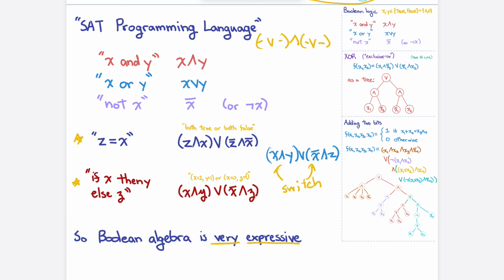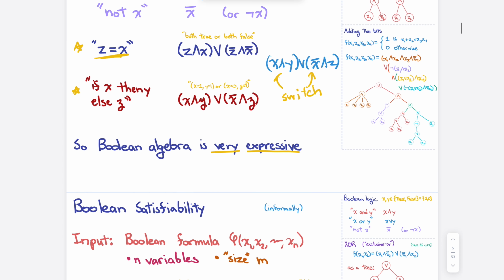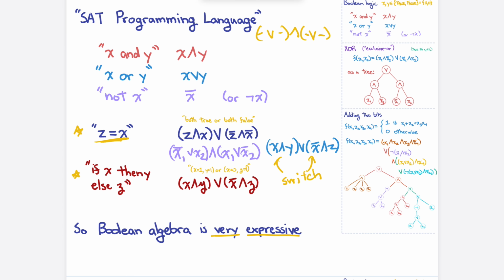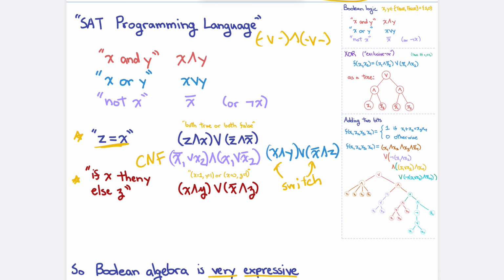Looking at z equals x first, I just want to see if that's what we did. So we wrote this, from applying De Morgan's law to XOR, and that would actually be a CNF for z is equal to x. So even in conjunctive normal form, you can still express assignment. Now, how about if x then y else z? Can we put that in conjunctive normal form?